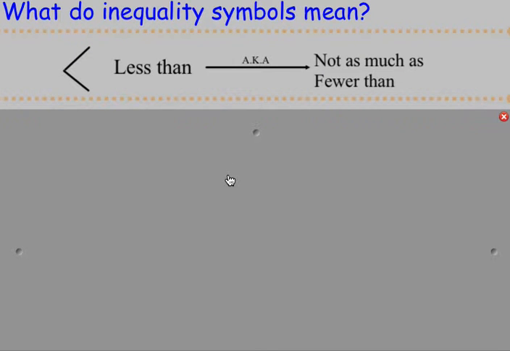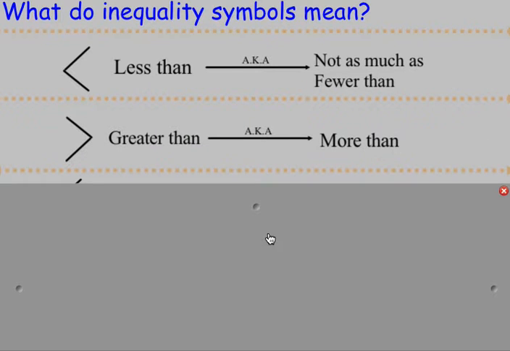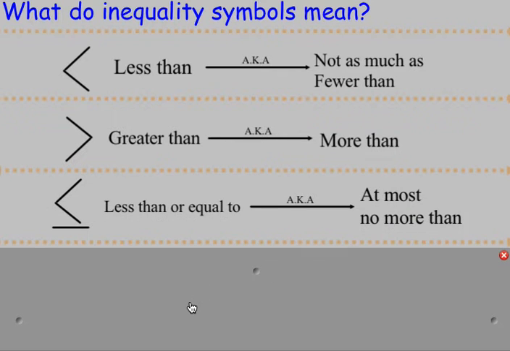So the first one is less than. What that means whenever you see less than is not as much as or fewer than. So if you see those two words, you know you need to use the less than symbol. Next, greater than means more than. So if you see that Shirley has X more than Cindy, you know that you need to use that greater than symbol based on the fact that it said more than.